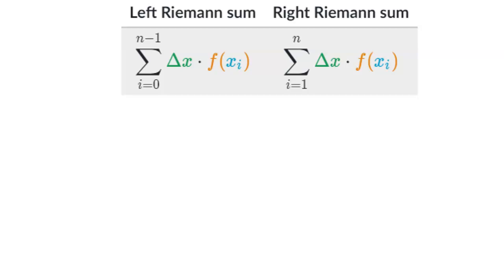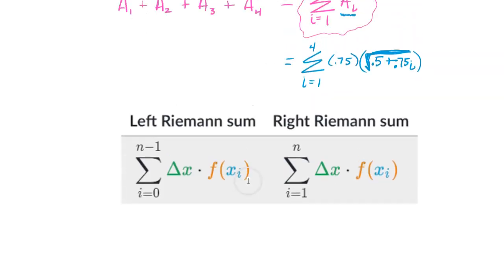Okay, so we just did the right Riemann sum. Remember we had 4 rectangles, so we went from 1 to 4. Rather than try to refigure everything out, if we're doing a left Riemann sum with 4 rectangles, we're going to go from 0 to 3 instead of 1 to 4. I'll go up and try to show you why that works.